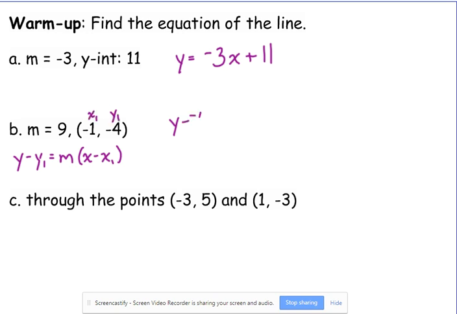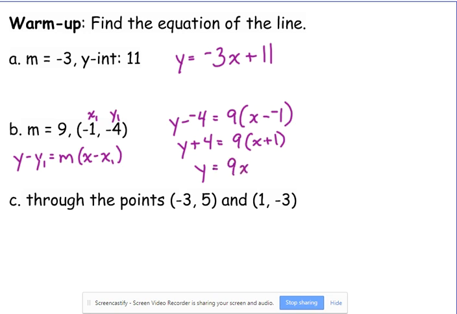So we've got y minus -4 is equal to 9 times x minus -1. And if it's just killing you and you have to simplify that, that's y plus 4 equals 9 times x plus 1. And if you have to solve for y, if you're one of those people, distribute the 9, 9x plus 9, and you subtract 4, so that's plus 5. Okay, so that, in my opinion, is the easiest way to find the equation of that line.